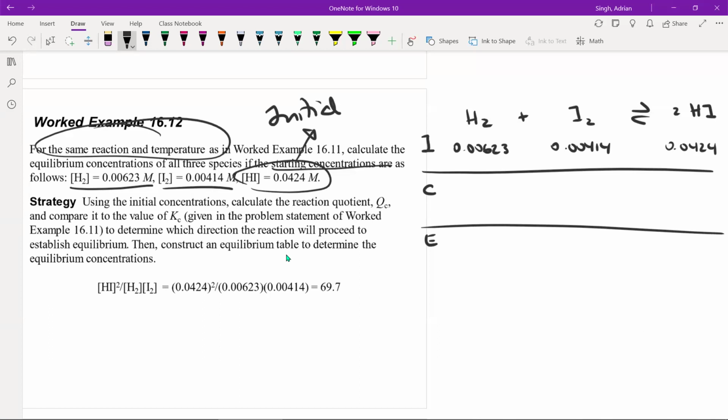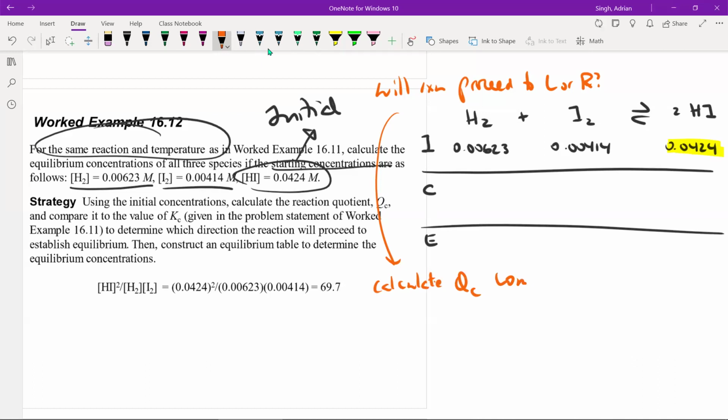What we need to do initially here is figure out, because now we're given not only H2 and I2 but also some HI present, whether the reaction, as we're starting with it, will proceed to the left or to the right. In order to do that, we first need to calculate the value for Qc and then compare it to Kc, the equilibrium constant.